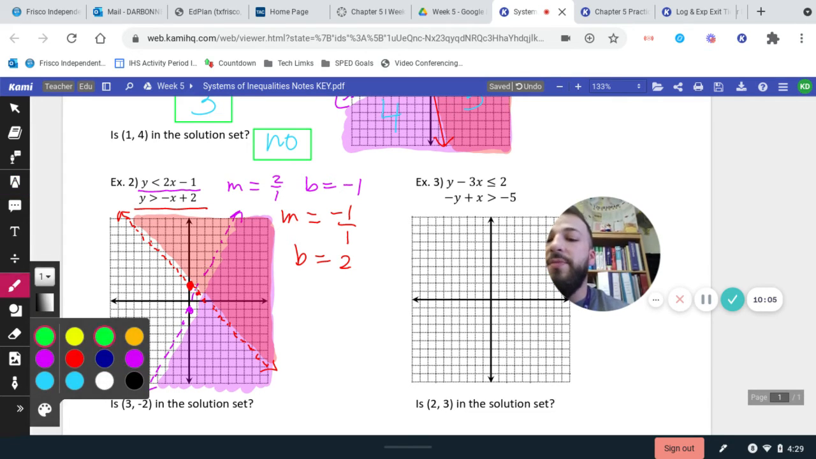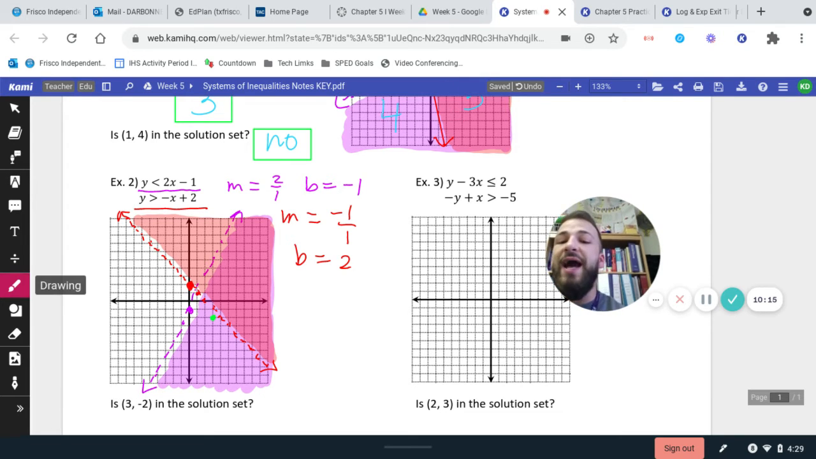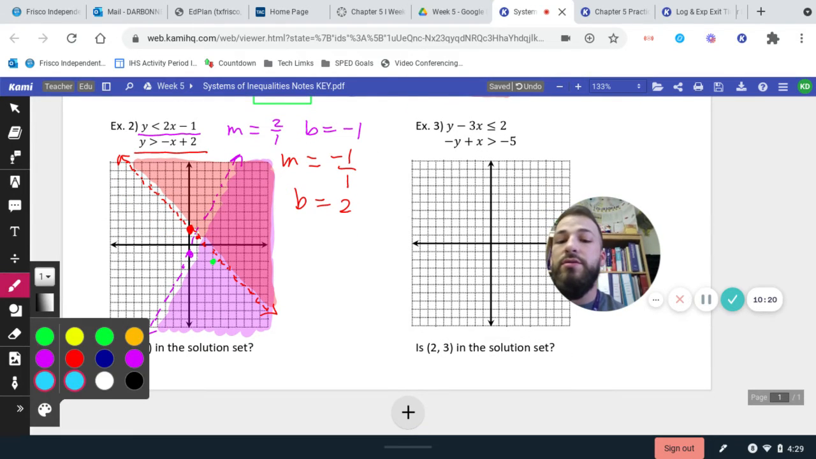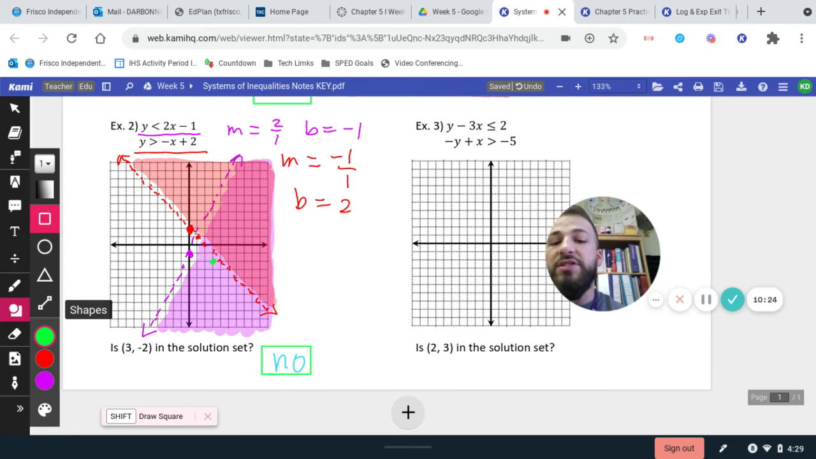So we're going to go to 3 comma negative 2. So 3, 1, 2, 3, negative 2, 1, 2. It's close, but it looks like it is just outside our solution set. So this would once again be no for our point being in our solution set. Okay, let's do one more.